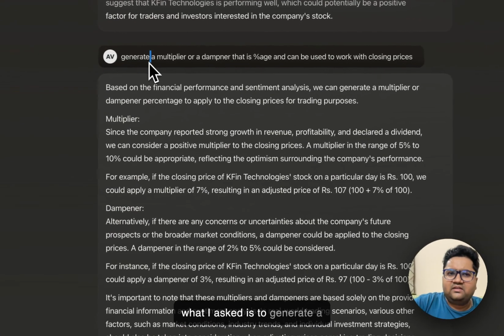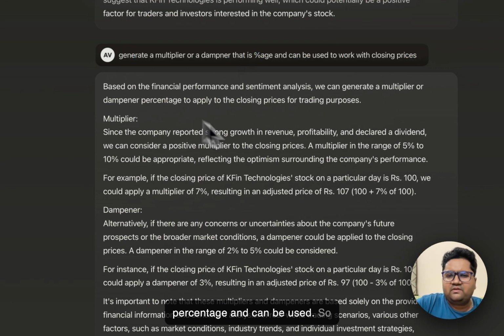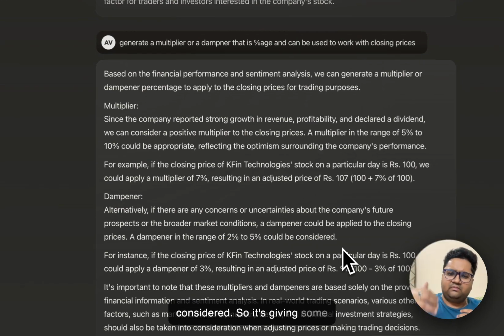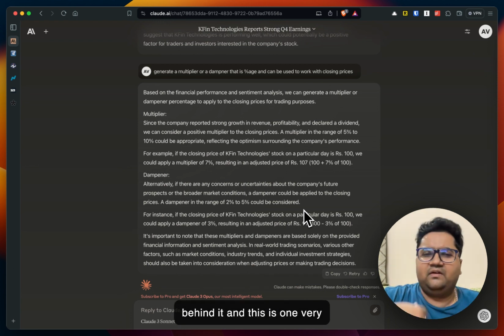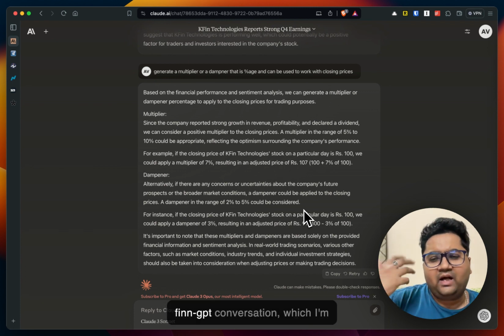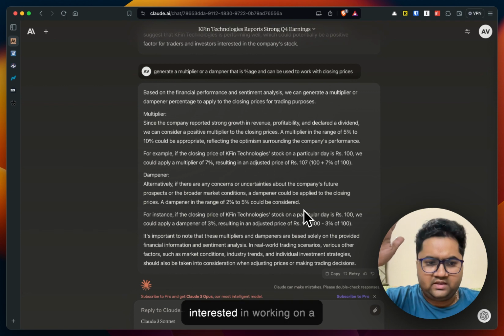So what I asked is just generate a multiplier or a dampener that is a percentage and can be used. What it's giving me is, a multiplier in the range of 5 to 10% could be appropriate, and similarly a dampener in the range of 2 to 5% could be considered. So it's giving some assessment and reasoning behind it, and this is one very good way to arrive at sentiments.